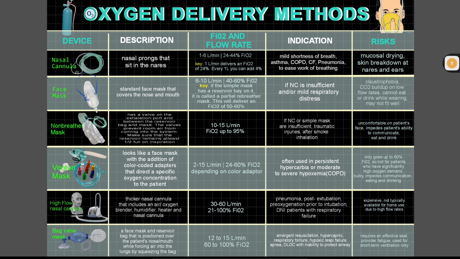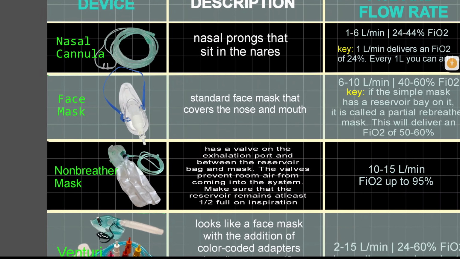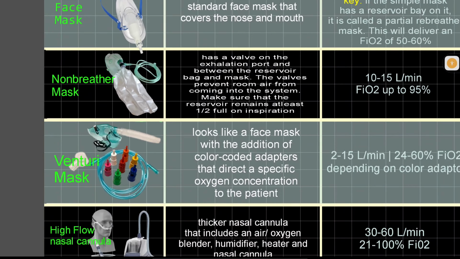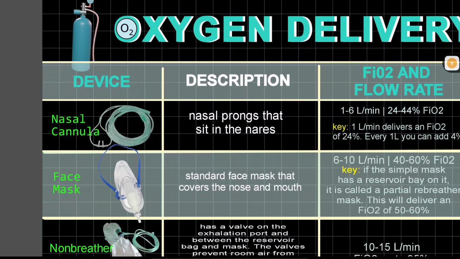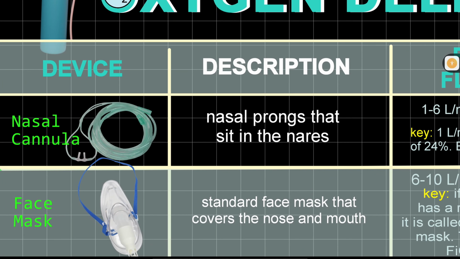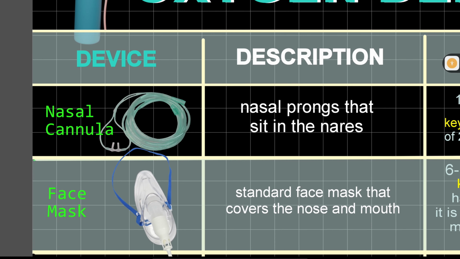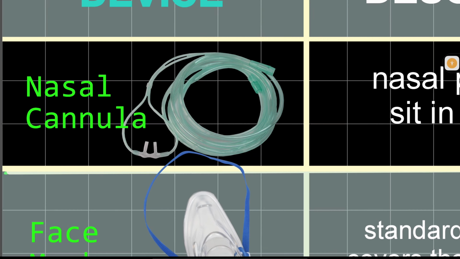Now let's proceed. As you can see on our oxygen delivery methods here, I have 6 devices, and we're going to tackle them one by one. First up, we're going to have the nasal cannula. If you haven't seen a nasal cannula, this is how it looks.